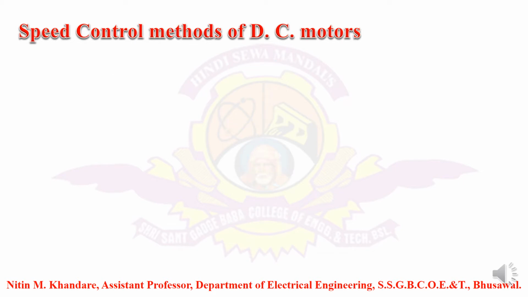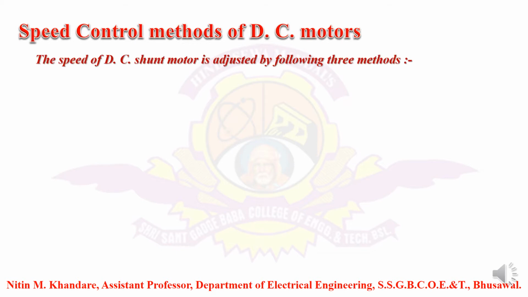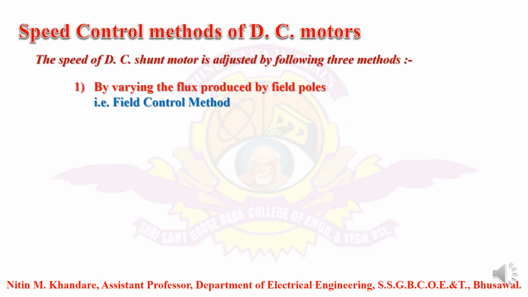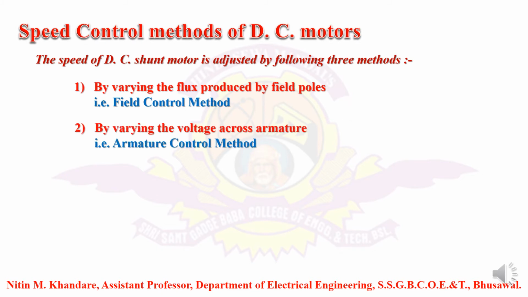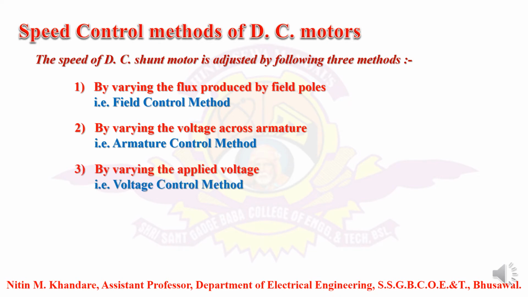The speed of the DC shunt motor can be adjusted by the following three methods. First is by varying the flux produced by the field winding, which is called the field control method or flux control method. Second method is by varying the voltage across the armature circuit, called the armature control method. And third method is by varying the applied voltage, which is called the voltage control method. So all these methods we will see one by one.